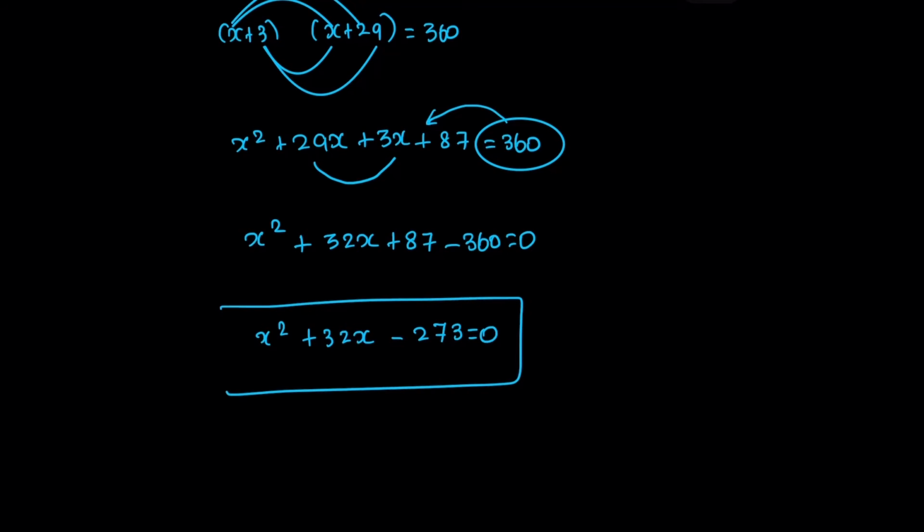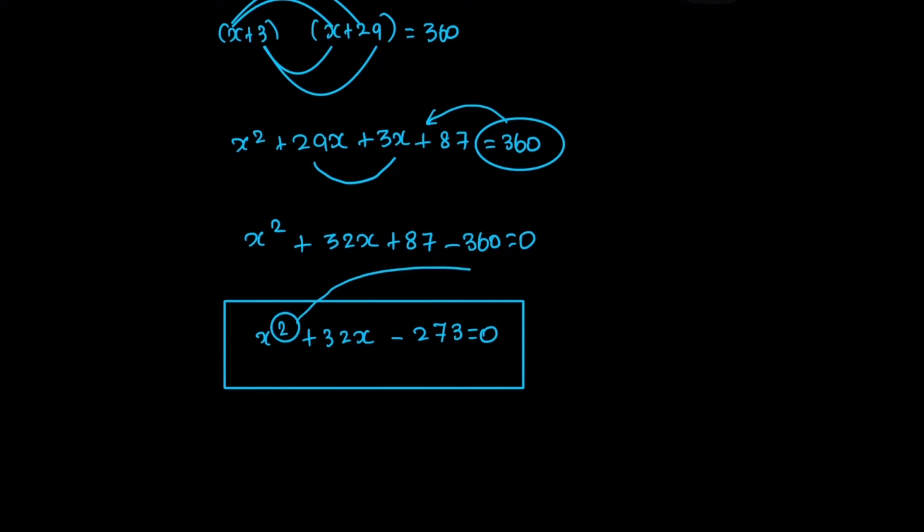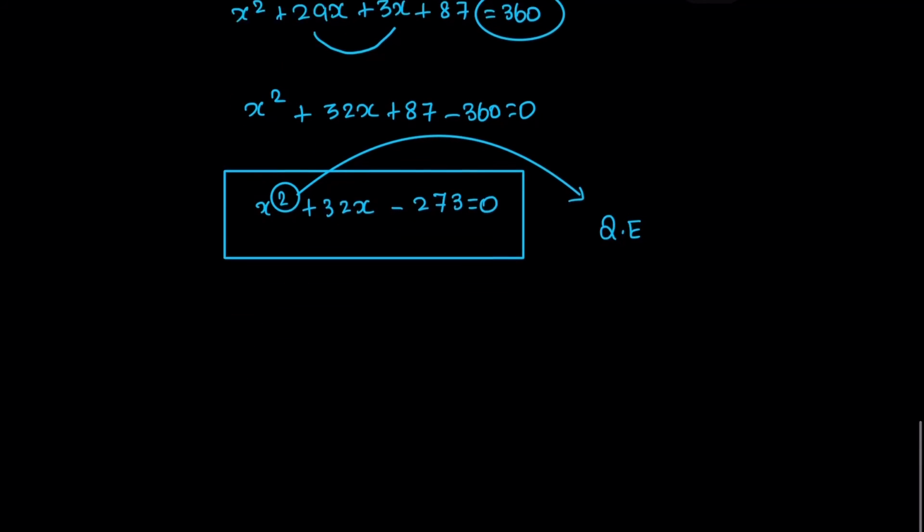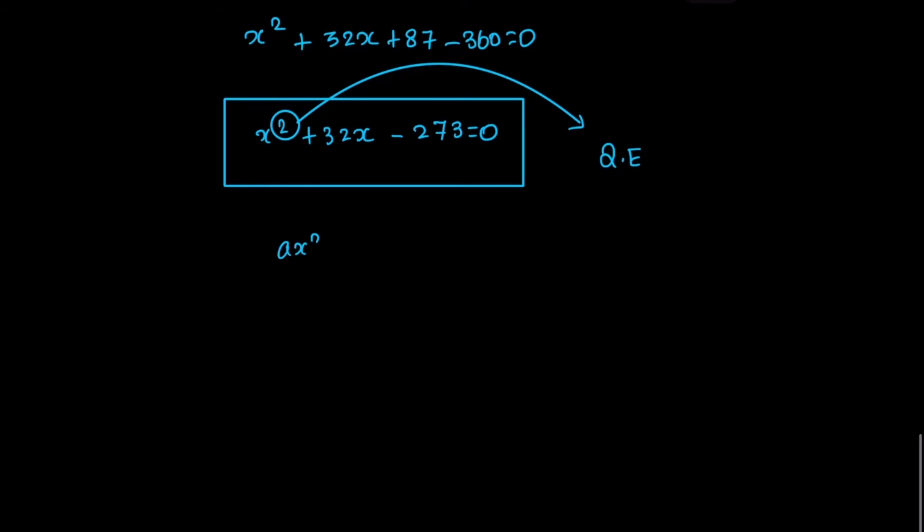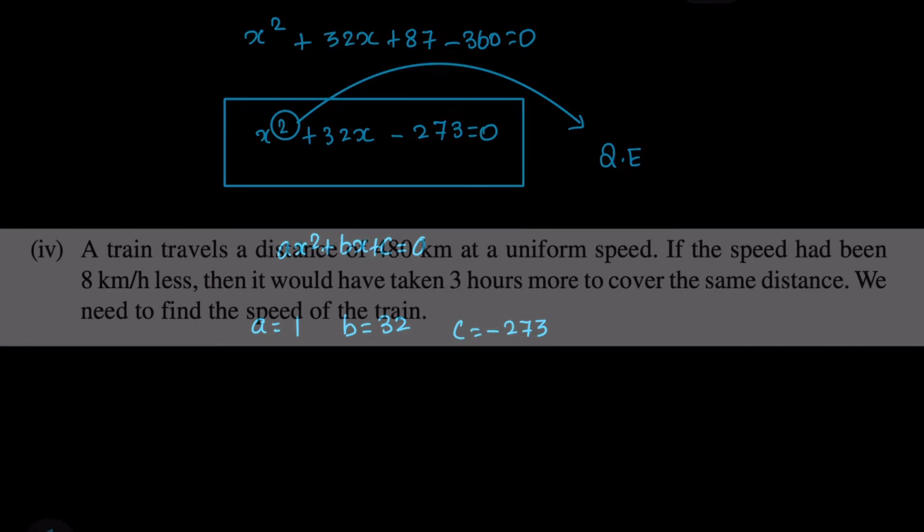So now the maximum power is 2, so we can write it in the form of a quadratic equation. So what is the expression? ax square plus bx plus c is equal to 0. So now compare: the value of a is equal to 1, the value of b is equal to 32, then c is equal to minus 273.